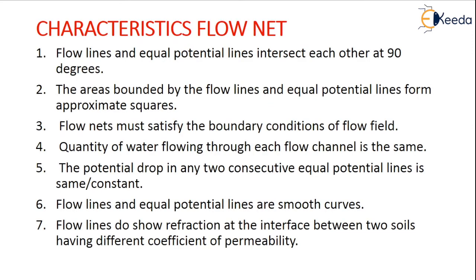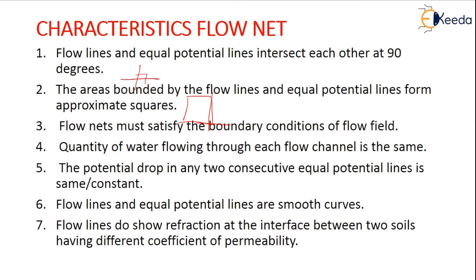Coming to the characteristics of the flow net, they have the following characteristics. Flow lines and the equal potential lines always intersect at 90 degrees, that is perpendicular to each other. The areas bounded by the flow lines and equal potential lines form approximate squares. As they intersect at right angles, they seem to be forming a square. Flow nets must satisfy the boundary conditions of the flow field.